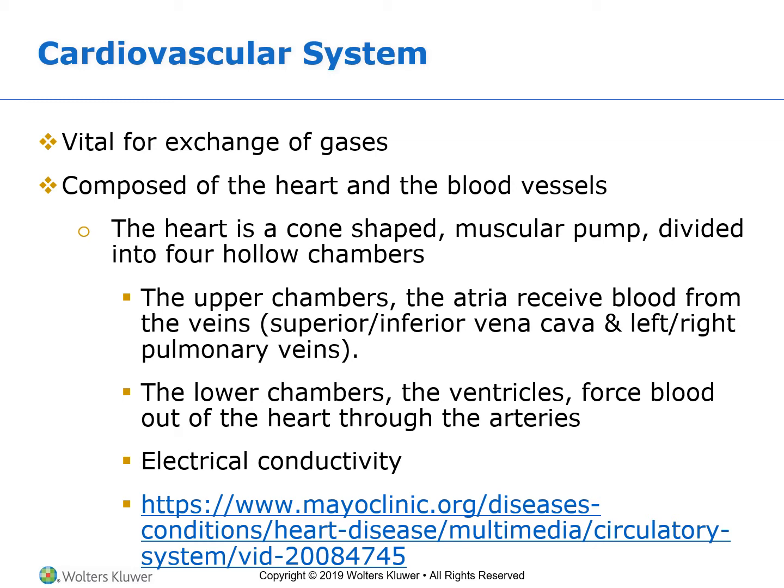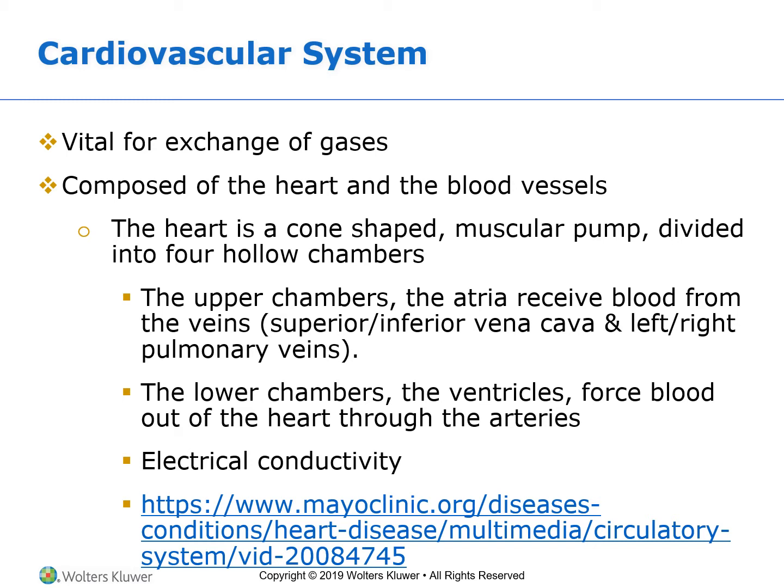In addition to that, the heart itself is this cone-shaped pump that sits in the middle of the lungs, and it has 4 hollow chambers. The upstairs, which we'll call the atria, receive the blood from the veins: the superior and inferior vena cava, and the left and right pulmonary veins. And then the lower chambers, or the downstairs of the heart, are the ventricles, and these actually force the blood out of the heart through the arteries, the left and right pulmonary arteries, and the aorta.